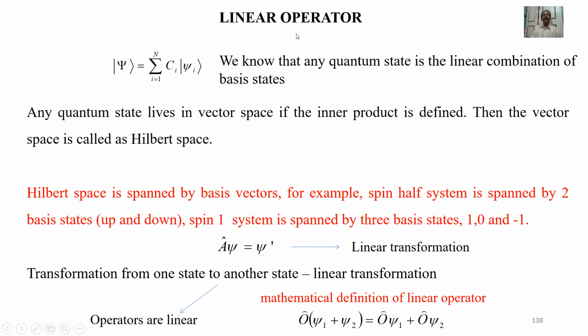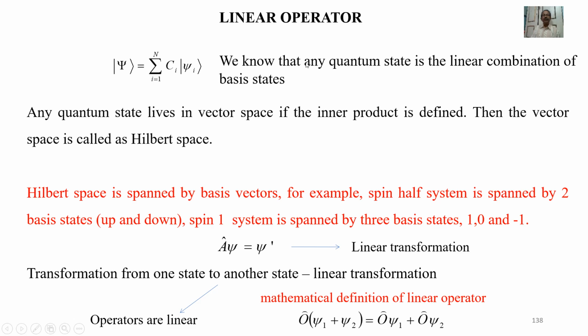Linear operators. Here we have a linear combination of basis states. A linear transformation exists. These operators are nothing but linear operators. We can write the expansion theorem as psi, which is equal to sigma over i equals 1 to n of Ci psi i. We will introduce this notation very shortly, and this is represented as the ket notation, ket psi, which is equal to sigma over i equals 1 to n, Ci is the expansion coefficient, and this is ket small psi i. We will introduce this ket notation shortly.